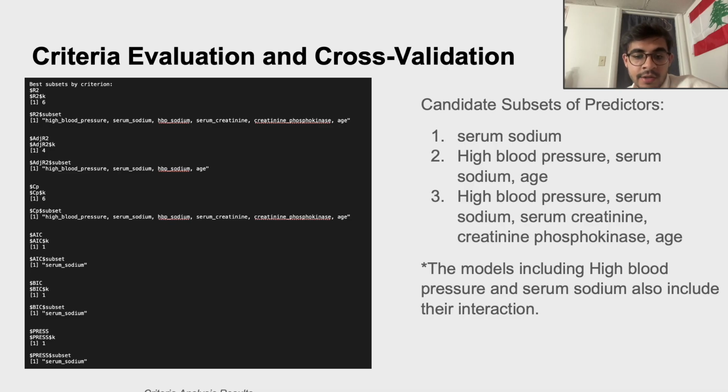This model was suggested only by adjusted R-squared. And lastly, the full model, retaining all predictors, including high blood pressure, serum sodium, serum creatinine, creatinine phosphokinase, age, and of course, again, the high blood pressure, serum sodium interaction. This full model was suggested by R-squared and Mallow's Cp criterion.